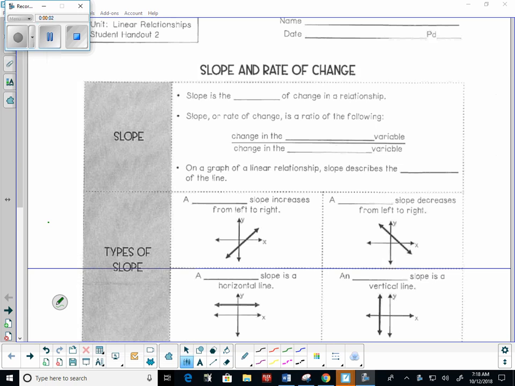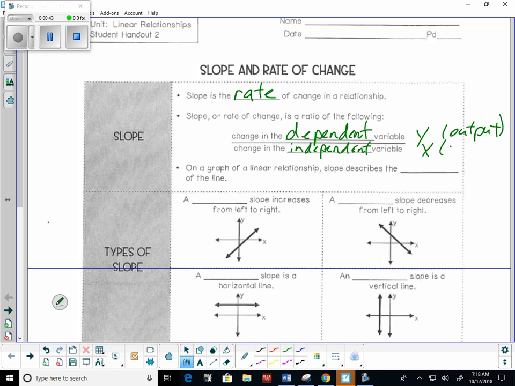Today we're going to be talking about slope and rate of change. Slope is the rate of change in a relationship. Slope or rate of change is a ratio of the following: change in the dependent variables over change in the independent variables. What is dependent? It's the y, isn't it? The output. What is the independent? It's the x, the input.